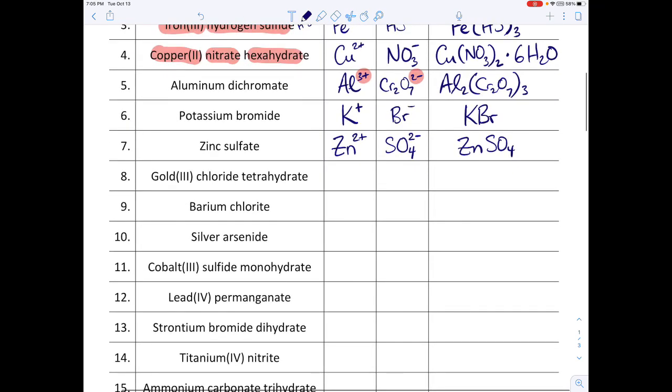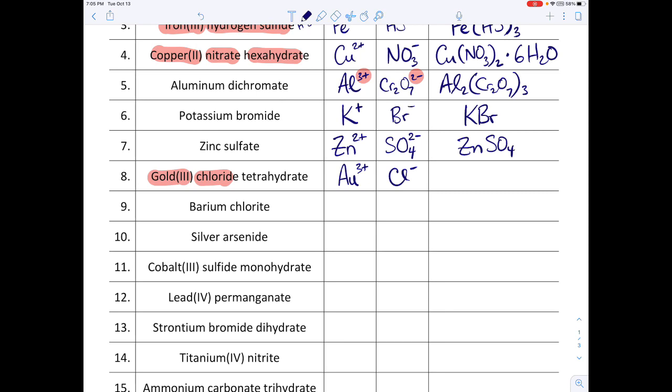Gold(III) chloride tetrahydrate. So this one again has 3 pieces. The first 2 will make the compound that we're looking for, and then we'll add on the tetrahydrate at the end. So gold is a transition metal. Gold(III) is telling me that its charge is 3 plus. Gold has more than one charge, so this is the Stock system, when you use Roman numerals to tell the charge. Chloride is a halogen. Its charge is -1, or 1 minus.